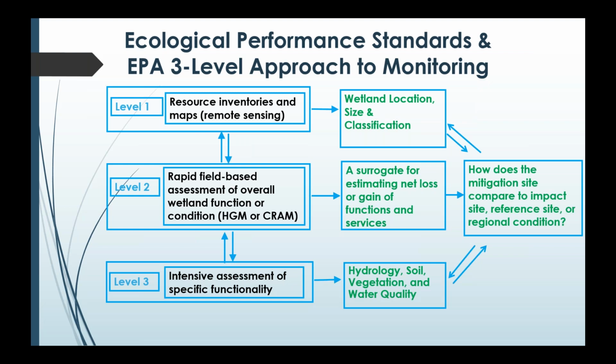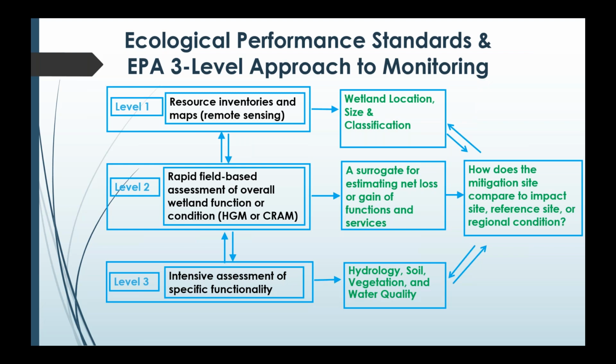monitoring. So level 1 is resource inventories or remote sensing, right? And this could be things, and I'll provide examples in a bit, like wetland location, size, classification, and performance standards can be written to use this level of monitoring tool. Level 2 assessment tools are rapid field-based assessments such as HGM or the California Rapid Assessment Method, or other assessment tools. I think one of the previous seminars or webinars was on stream functions and conditions. So you've probably heard a bit about this.